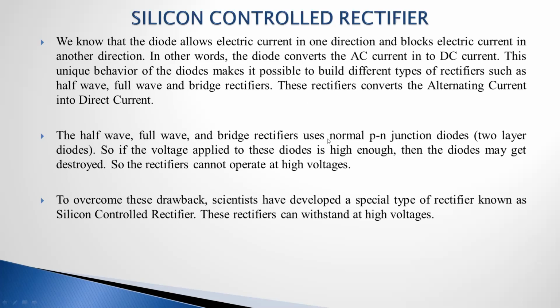Due to these two drawbacks, the scientists developed a special type of rectifier device, that is the silicon controlled rectifier, which can also be called a thyristor. These rectifiers can withstand high voltages. Why have they given this device the name silicon controlled rectifier? They invented a new device, and it is a controlled device, and it can be operated as a rectifier.